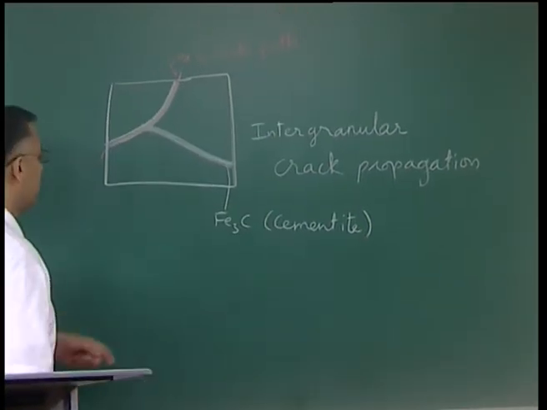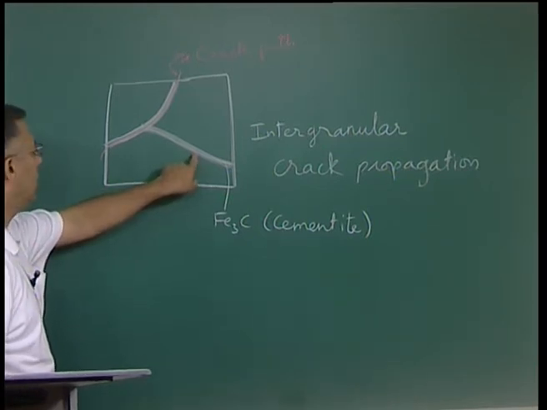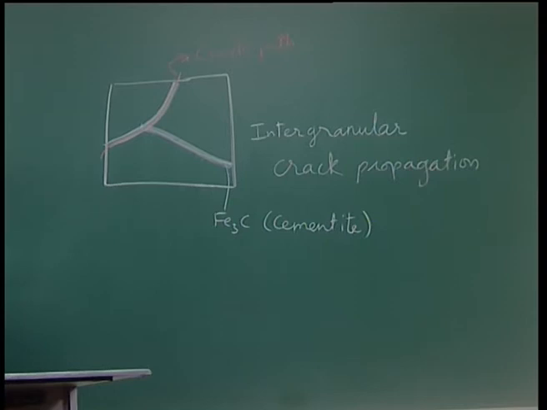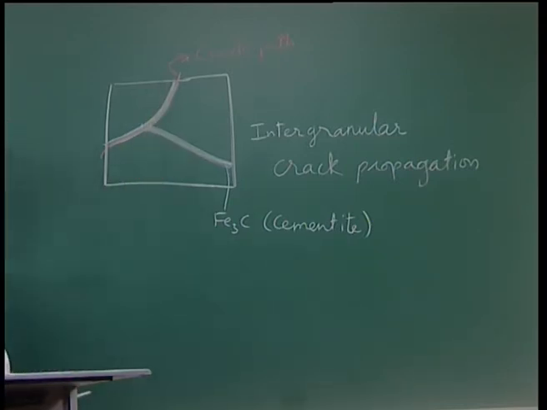So, this is my continuous network of cementite along the prior austenite grain boundaries. You have cracks which can propagate along the grain boundaries of the prior austenite, and therefore, your material will have very poor toughness, especially under impact, and therefore, you do not want such a microstructure.